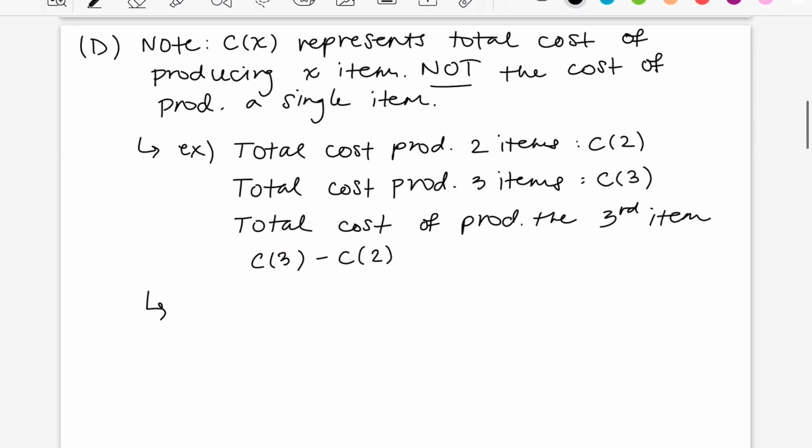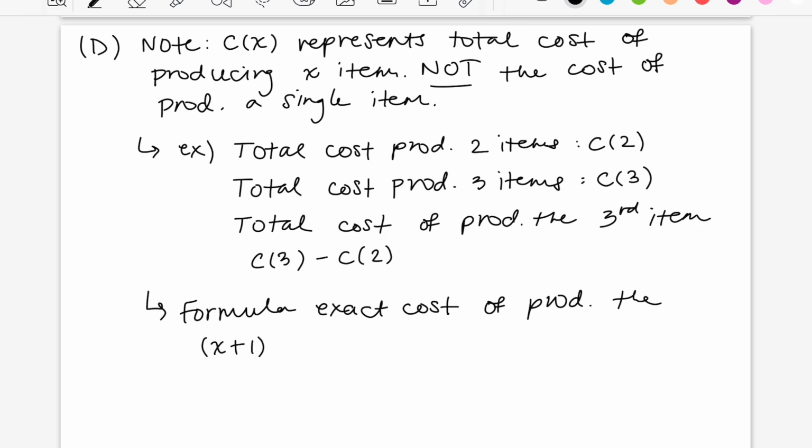So this means our formula for exact cost of producing the X plus 1st item is going to be given by this formula here. And don't let this notation fool you. In this little example that we did, X was 2. So we have C of X, C of 2, and then C of X plus 1 is just going to be 2 plus 1, so whatever your X is. So in this case, it was 3.